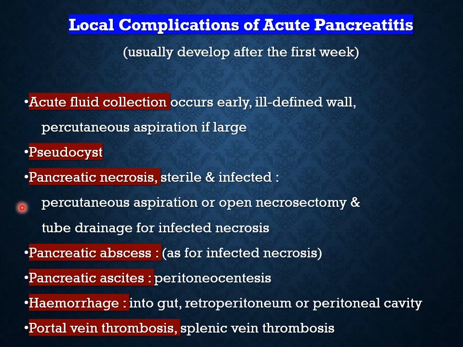Usually, this may need a percutaneous aspiration or open necrosectomy and tube drainage for infected necrosis. Pancreatic abscess, when it is secondarily infected with bacteria. Pancreatic ascites, which may need paracentesis. Hemorrhage into the gut, retroperitoneum or peritoneal cavity in severe hemorrhagic pancreatitis, and portal vein or splenic vein thrombosis.